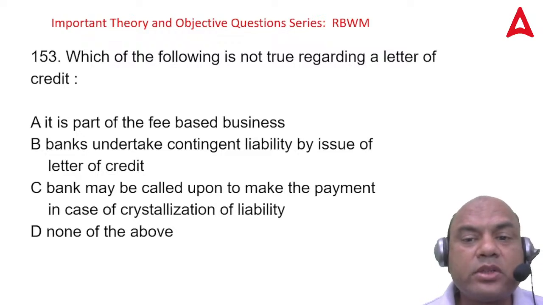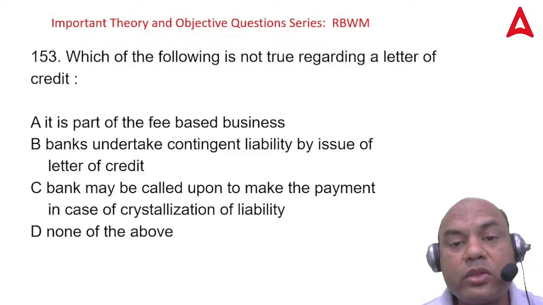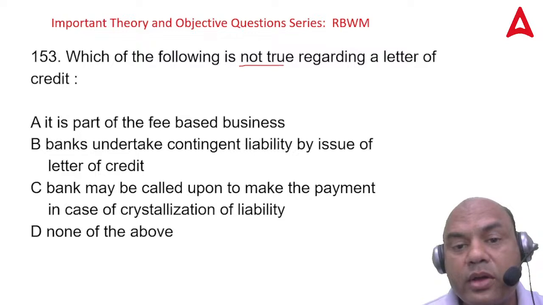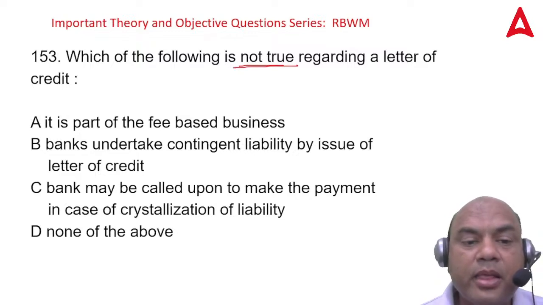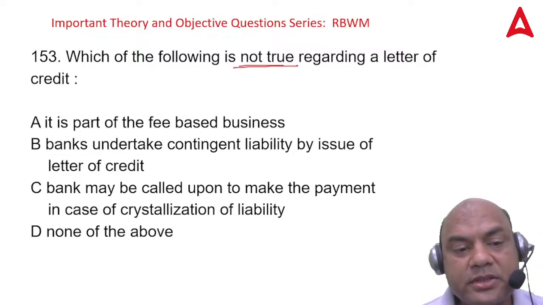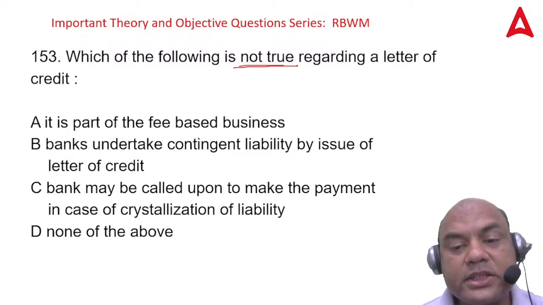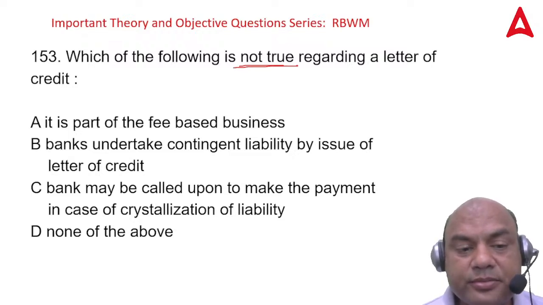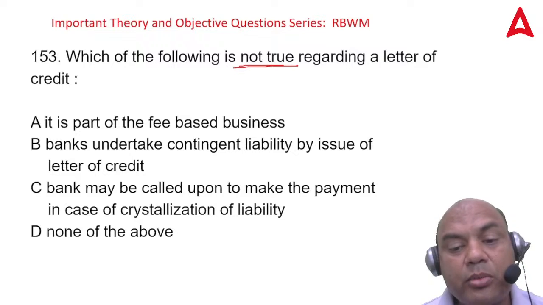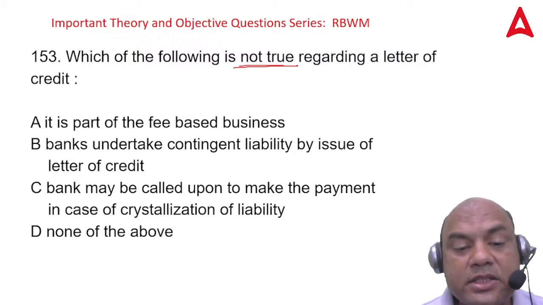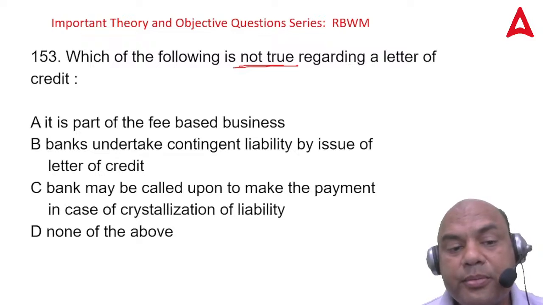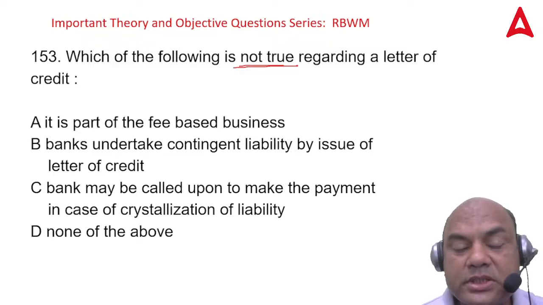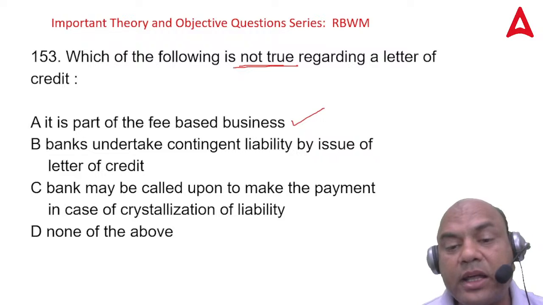Which of the following is not true regarding the letter of credit? We want the one that is not true regarding LCs. It is a part of fee-based business. Bank undertakes contingent liability by issue of LC. Bank may be called upon to make the payment in case of crystallization of the liability. And none of the above. It is a part of fee-based business, so that is true, because we do charge fees for the LC. Bank undertakes contingent liabilities.